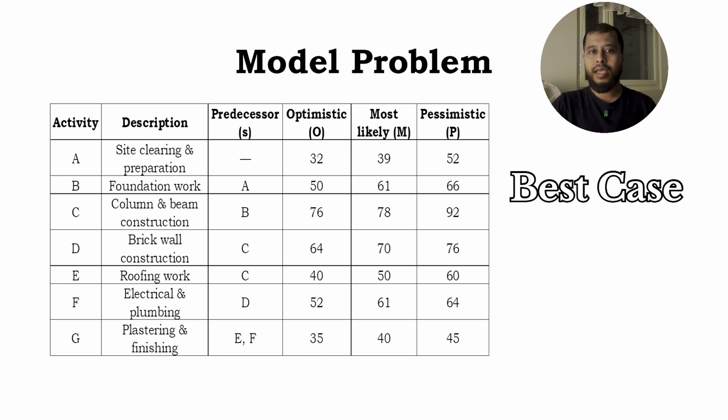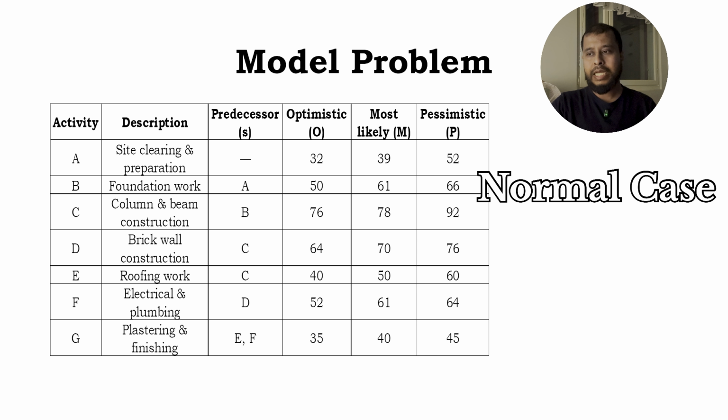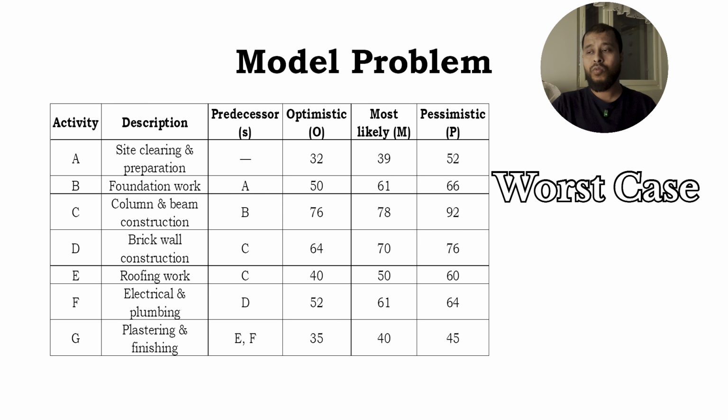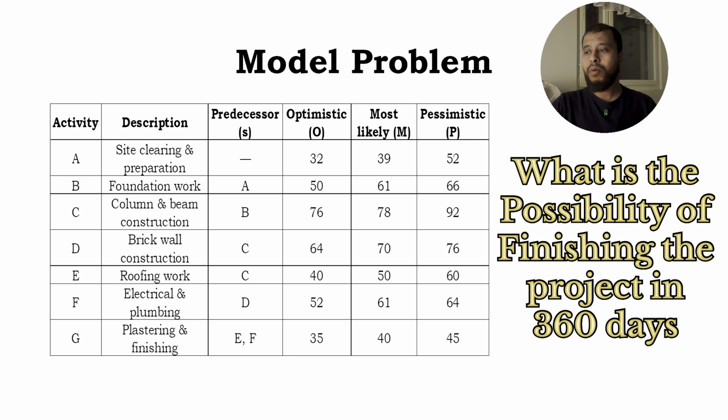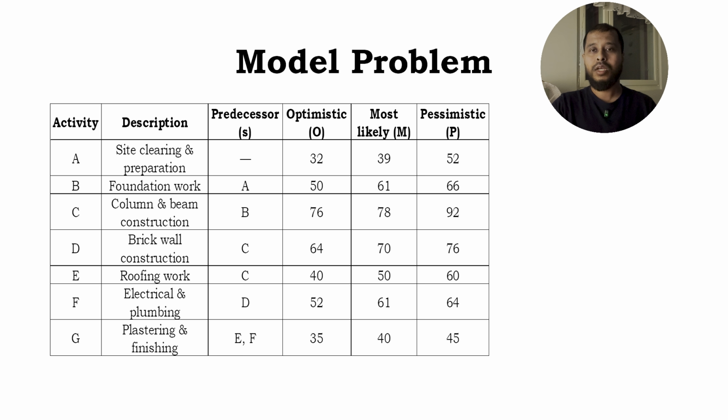Optimistic is the best case scenario, most likely is the normal estimate time, and the pessimistic is the worst case of a project and that required a longer period of time. So our question says, what is the possibility of finishing this project in 360 days? That is what we need to find out, the probability of finishing this project in 360 days.